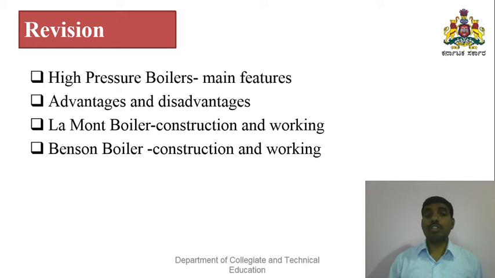In the previous session, session 4, I explained high pressure boilers, their main features, their advantages and disadvantages, and their classification. As examples of high pressure boilers, there is the Lamont boiler, its construction, working and advantages, and the Benson boiler, its construction and working. These are the two high pressure boilers I explained in the previous session.